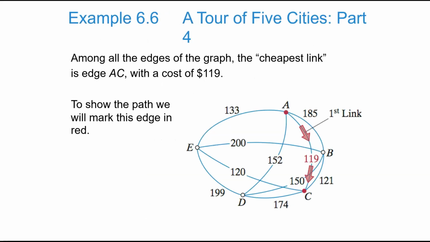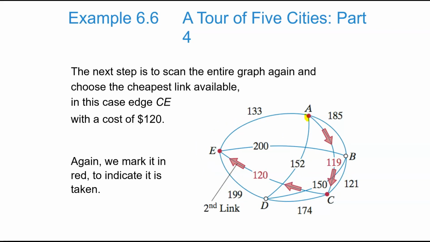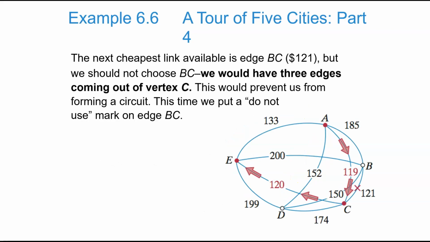So among all the edges of the graph, the cheapest link is AC, right? 119 is the cheapest link. So we've got 119. Now what's the next cheapest link? It's CE, that's 120. So far they connected and we got lucky. But now we've got 119 and 120. The next cheapest link is BC.